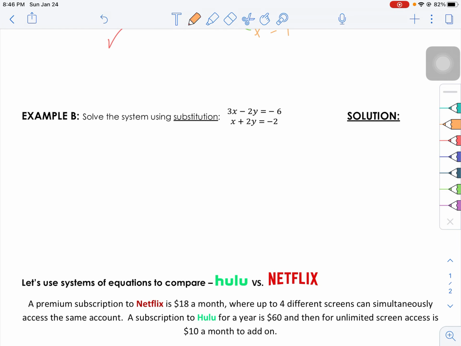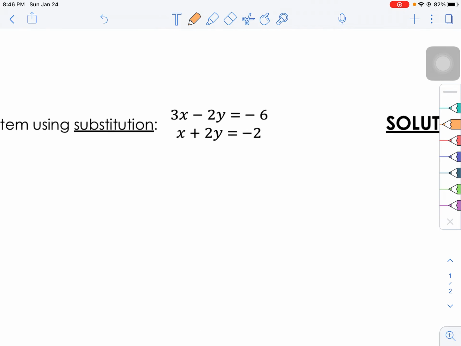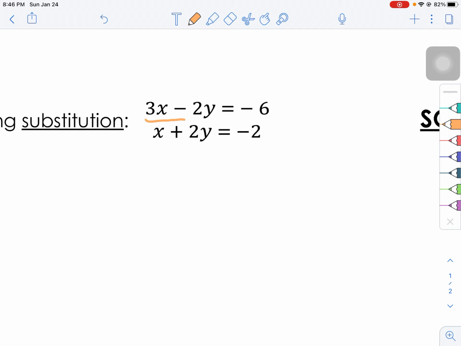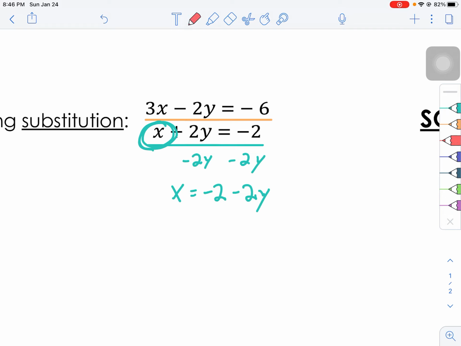All right, example B. So similar thing is happening here. You can see that in the first equation, both x and y have numbers on them, so that would be a little bit hard to just solve for one of them. In the second equation here, though, only y has a number on it, so it would actually be not too difficult to get this x by itself. So let's do that. Let's subtract the 2y to the other side, and now we have x is equal to -2 minus 2y.